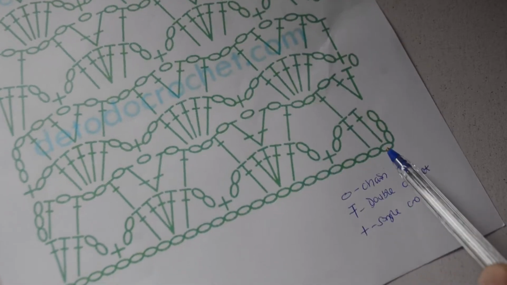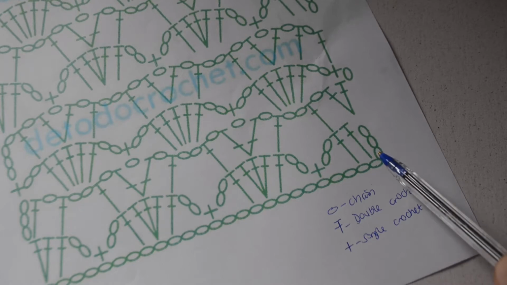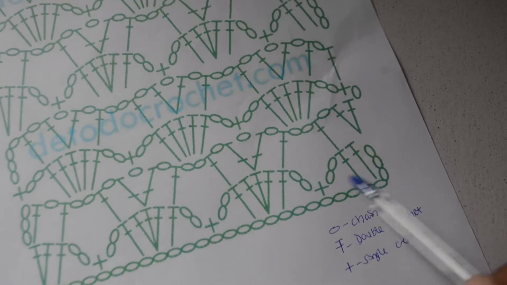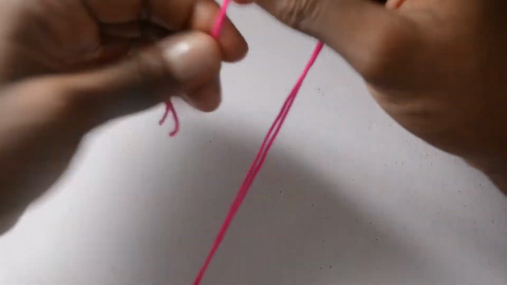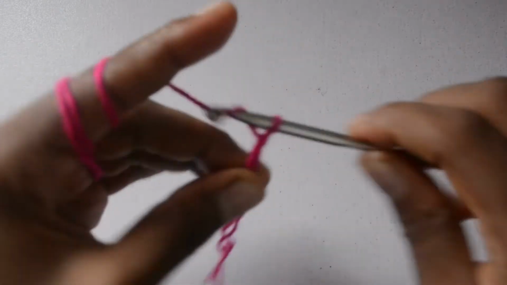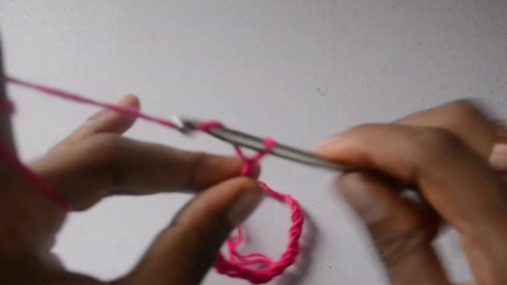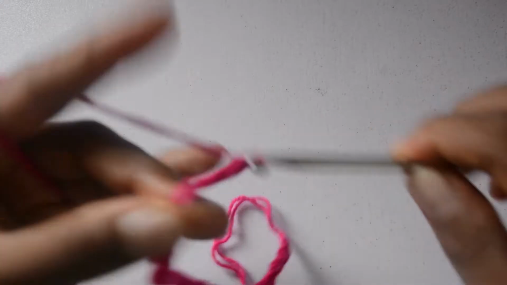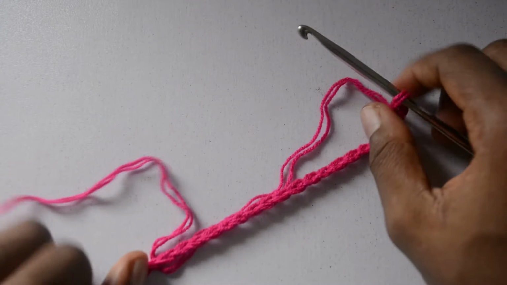So we have 25 chains as our foundation chain, and then we have 3 more chains added, and these 3 more chains are the turning chains, because you'll notice that it forms part of row 1. So we're going to now do 28 chains, and let me just do that before we begin our row 1. 1 2 3 4 5 6 7 ... 24 25 26 27 and 28. Now I have my 28 chains done.